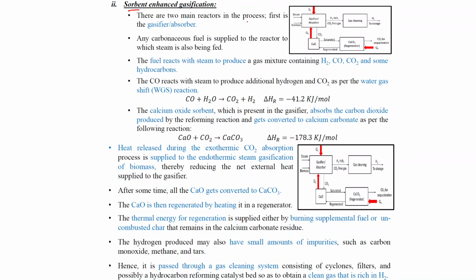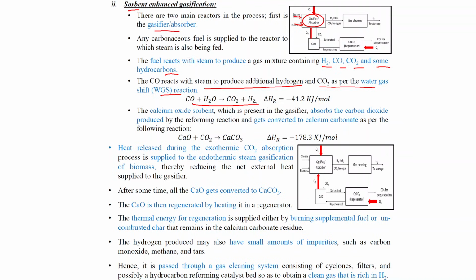There are two main reactors in the process. The first one is the gasifier. Any carbonaceous fuel like biomass is supplied to the reactor, to which steam is also fed, and here gasification takes place. The fuel reacts with the steam to produce a gas mixture of hydrogen, carbon monoxide, carbon dioxide, and some other hydrocarbons. Then carbon monoxide reacts with steam to produce additional hydrogen and carbon dioxide as per the water gas shift reaction.